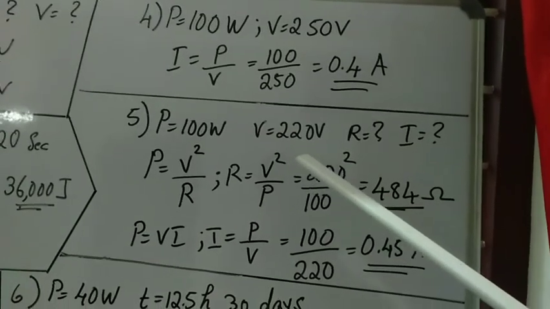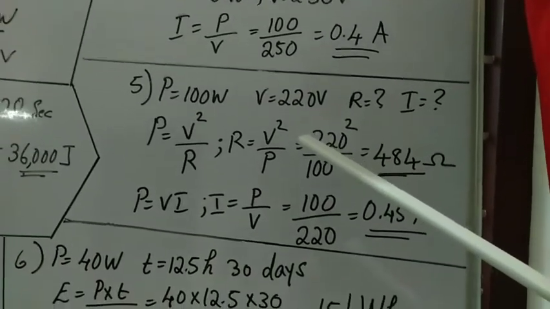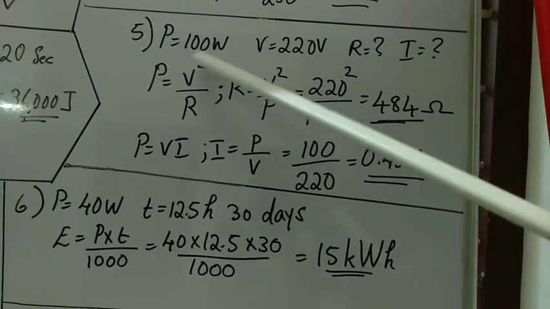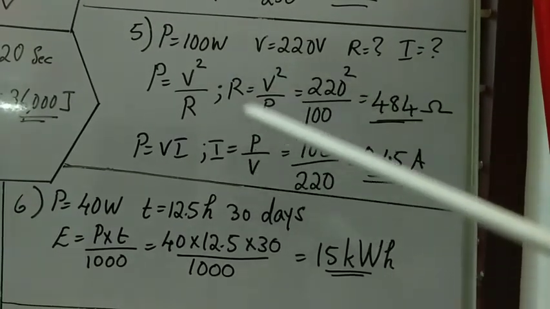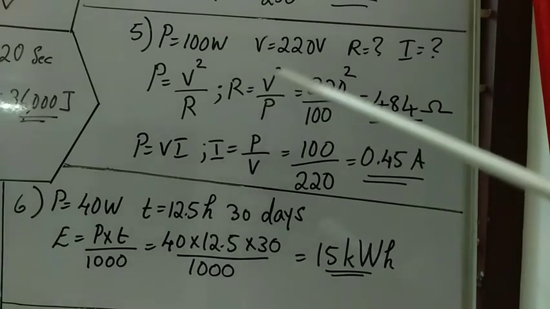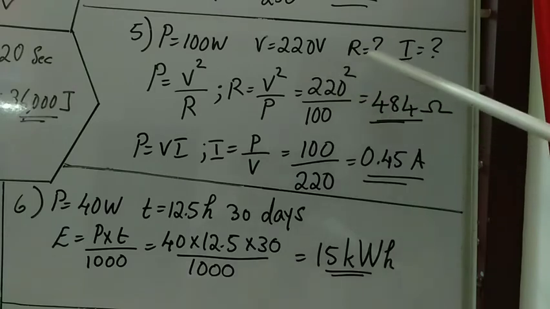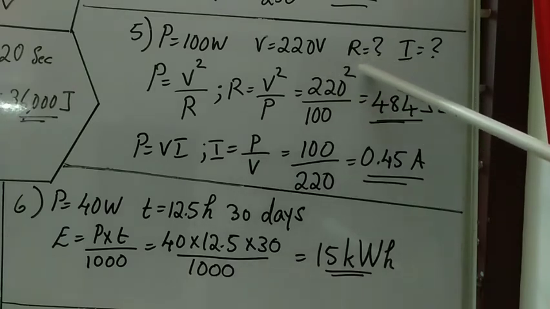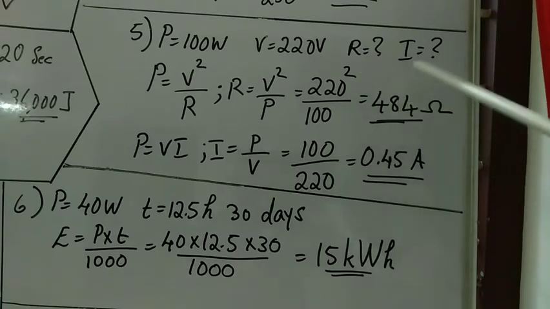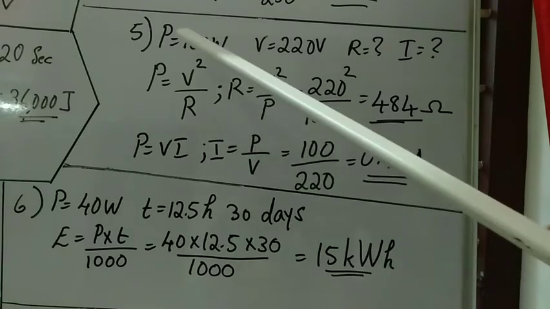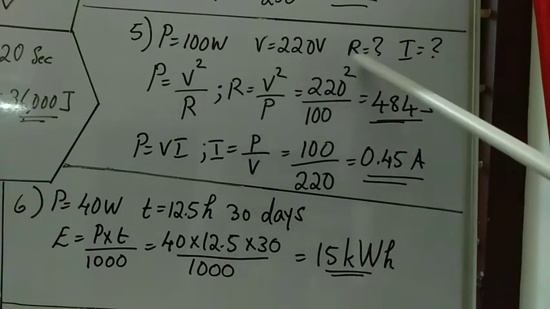Next question number 5. An electric bulb is rated 220 volt 100 watt. Power and voltage is given. Power 100 watt and voltage or potential difference is 220 volt. What is its resistance? Resistance is equal to question mark. What safe current can be passed through it? So we have to find the safe current or the current in the circuit. So again we have P and V. We need to find R and I.